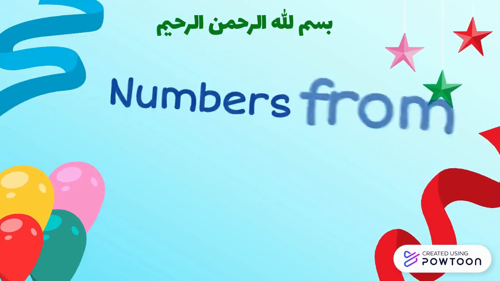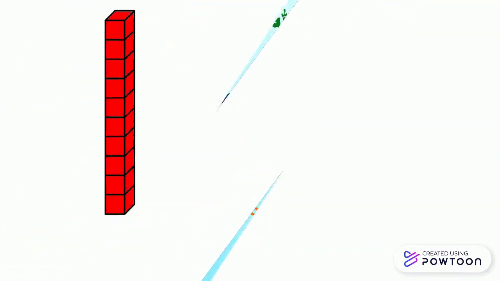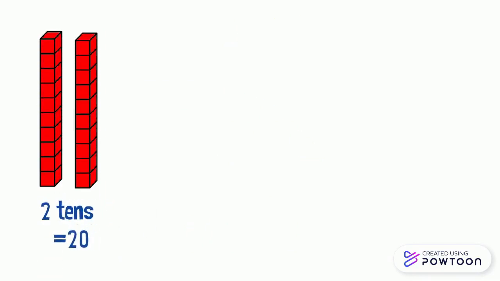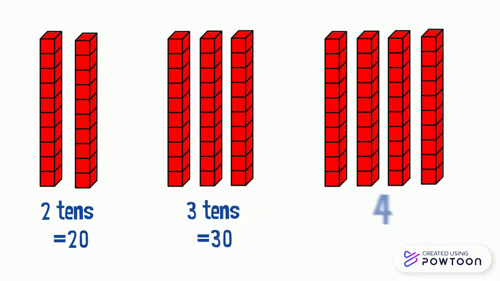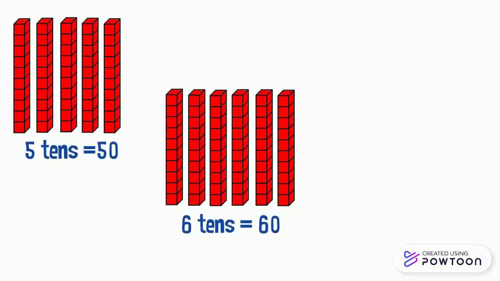Numbers from 90 to 99. First, we are going to remember that 1 ten equals 10 ones. 2 tens equals 20. 3 tens equals 30. 4 tens equals 40.